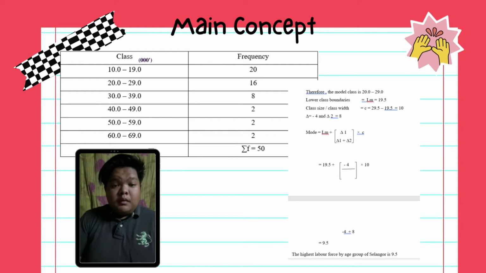Mode concept. Therefore, the modal class is 20.0 until 29.0. Lower class boundary equals LM equals 19.5. Class size or class width equals C equals 29.5 minus 19.5 equals 10. This is the calculation for the mode. The highest labor force by age group in Selangor is 9.5.